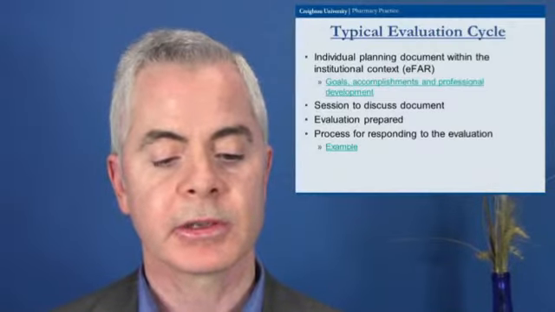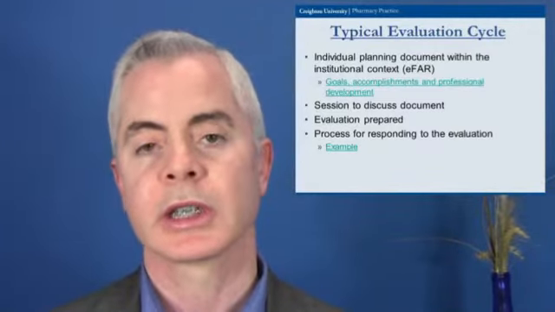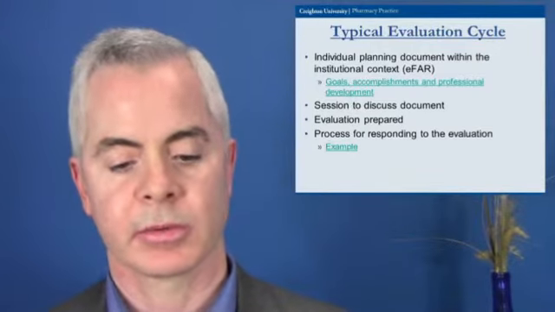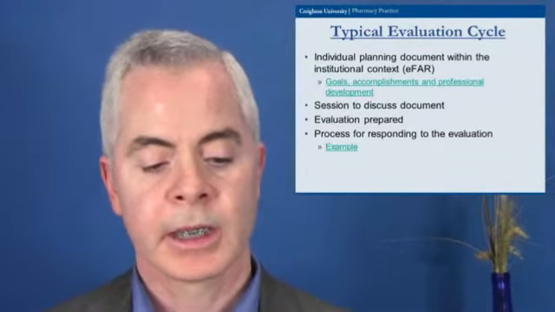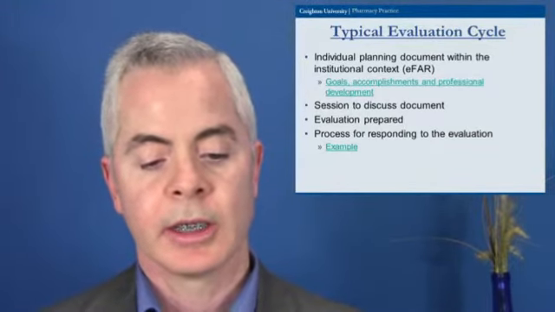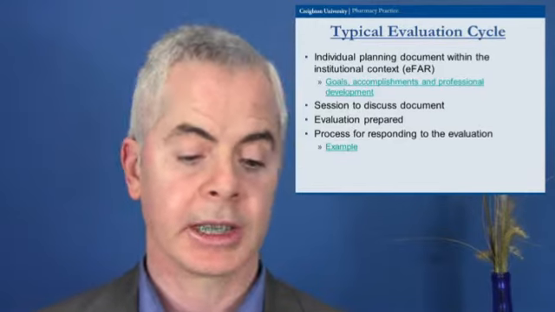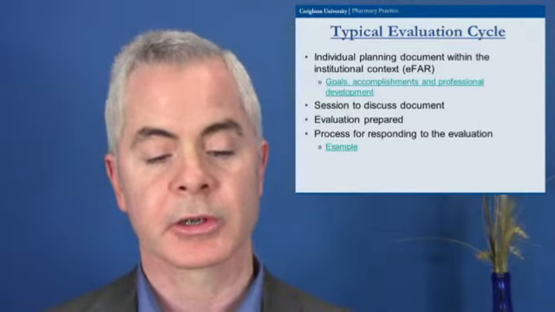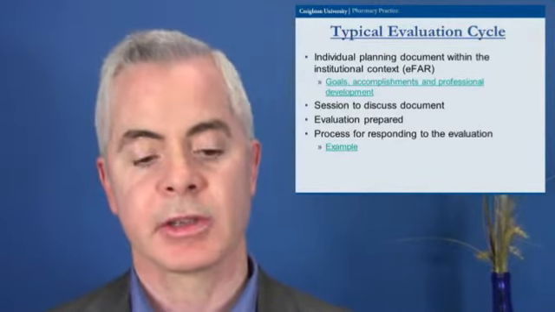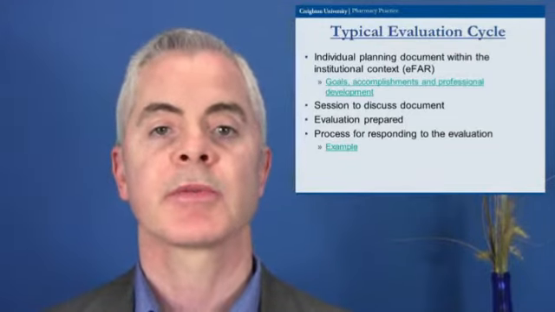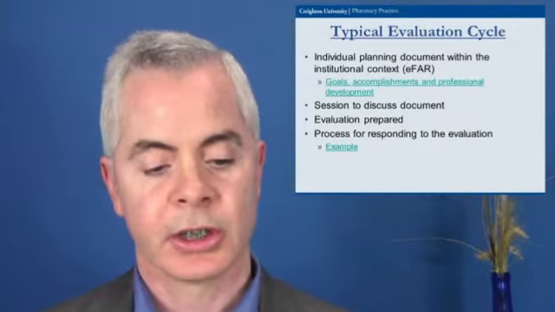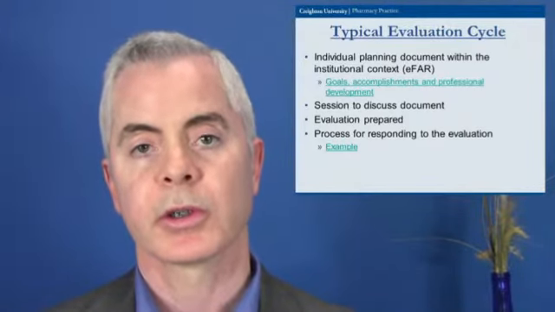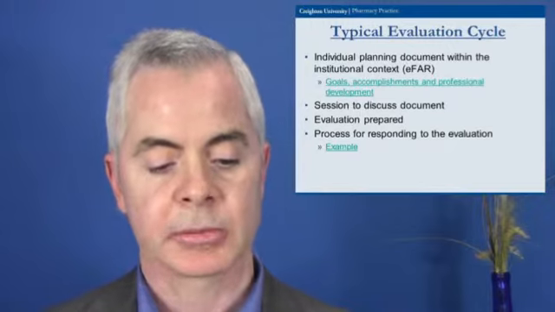So what does the typical evaluation cycle look like? Well, individual planning documents within the institutional context are used. And what's that? That's a fancy word for a faculty activity report. We use the electronic form, and it gives you the context or the place to put your goals, your accomplishments, and your professional development activities over the previous year in a similar format so that I can make some comparisons from last year to this year. So it's a template for you to put all your activities and accomplishments in.